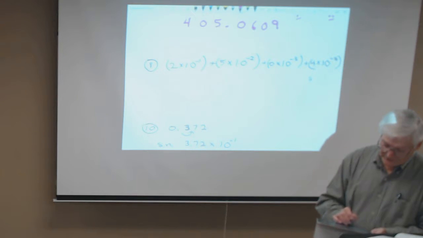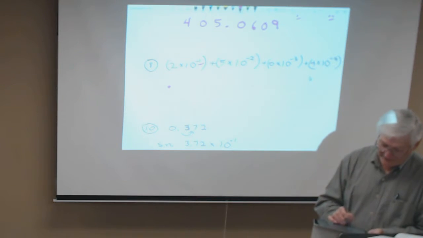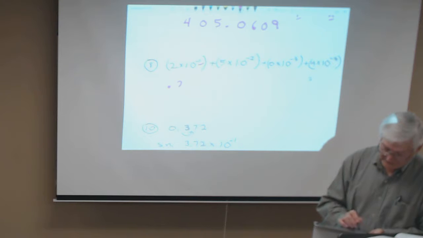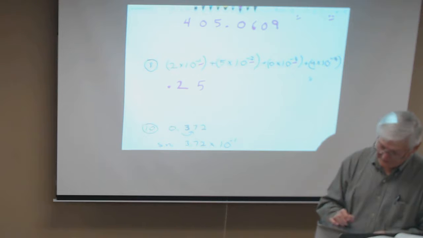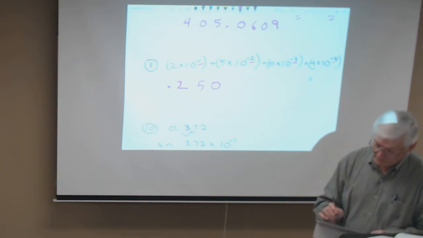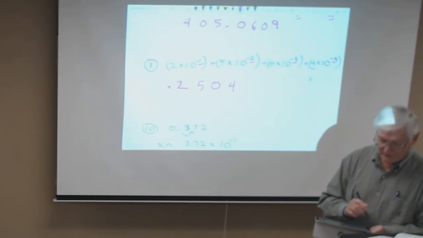Okay, now when you see that -1, you go, okay, that's a decimal point right there. You follow me? And that 2 goes right there. No, it doesn't. Because in front of that is 10. No, that's right. 2 goes right there. Then what's the next one? -2 would be 5 goes right here. -3 would be 0. And -4 would be 4. So it's 0.2504.